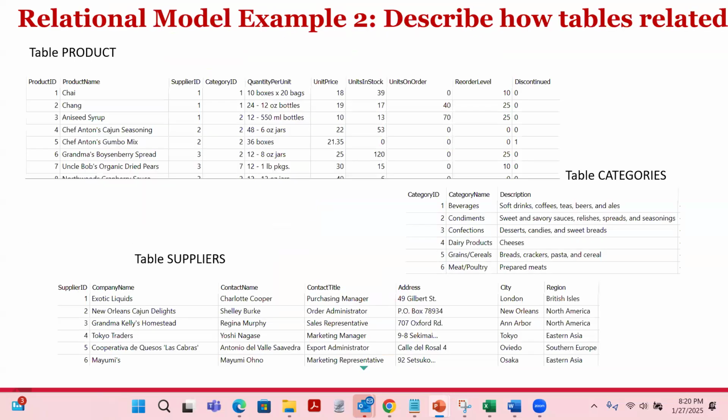Let's look at another example. It's a little more complicated. We need to describe how those three tables are related. So we need to find common columns or attributes in those three tables. Put the video on pause, try to analyze it yourself, and we'll do it together in a minute.